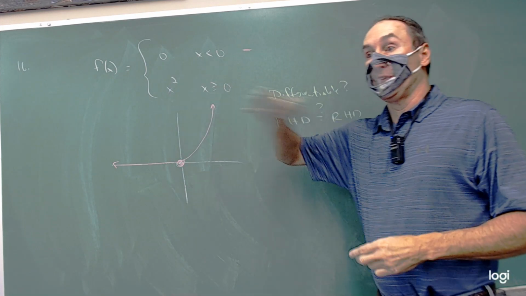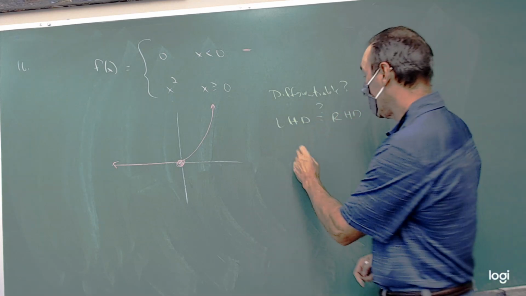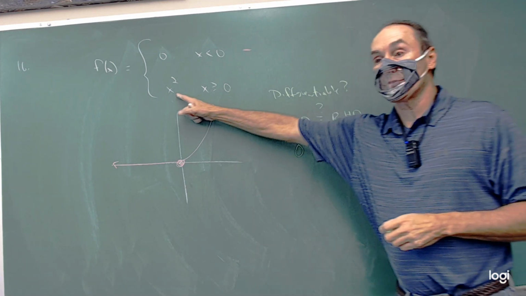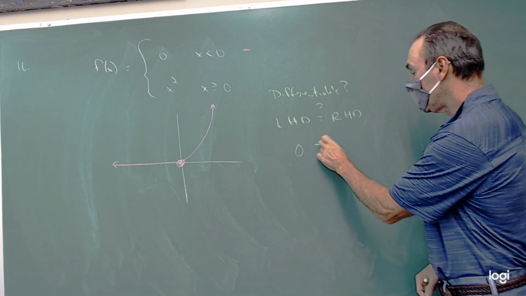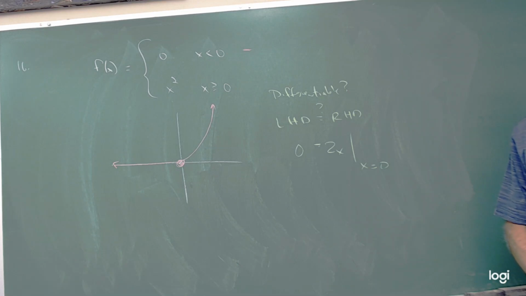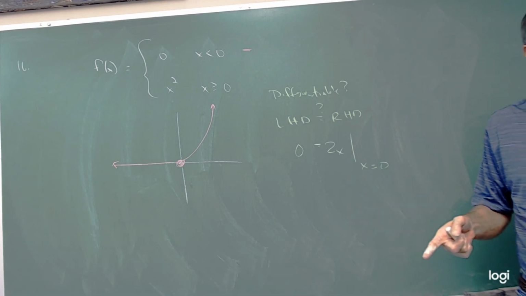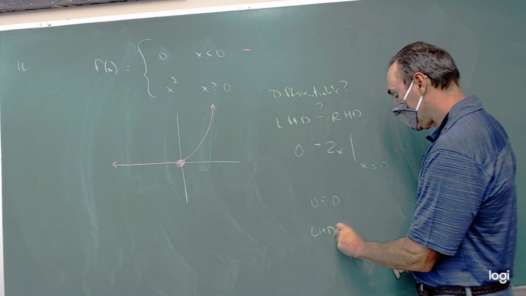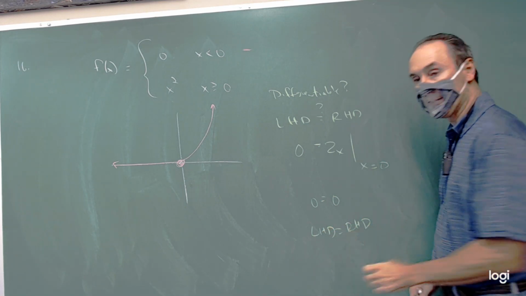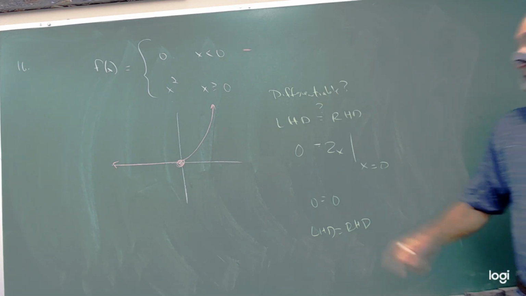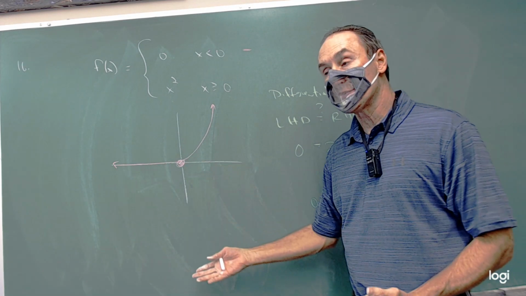Well, the derivative of 0 is just 0, so that is always 0. The derivative of x squared, using our power rule, is 2x. And when we evaluate that at x equals 0, 2x is also 0. And so the left-hand derivative is equal to the right-hand derivative. So that means the derivative exists and it is 0. We say the function is differentiable.